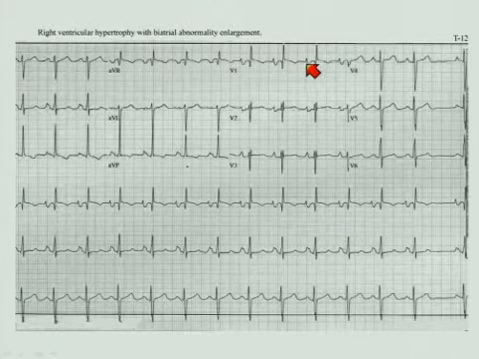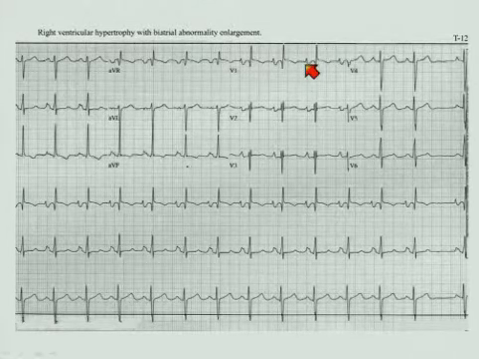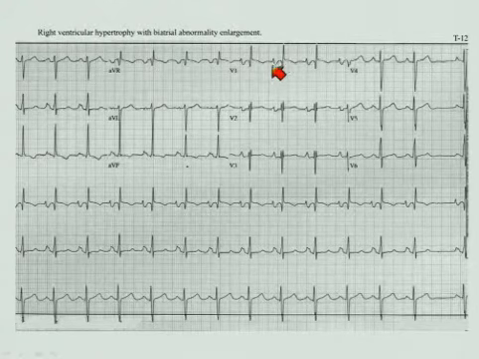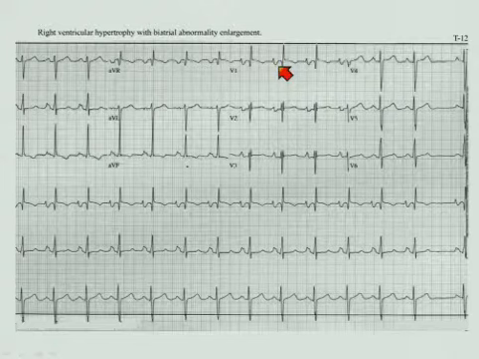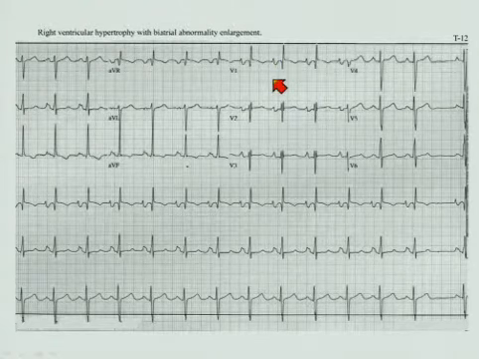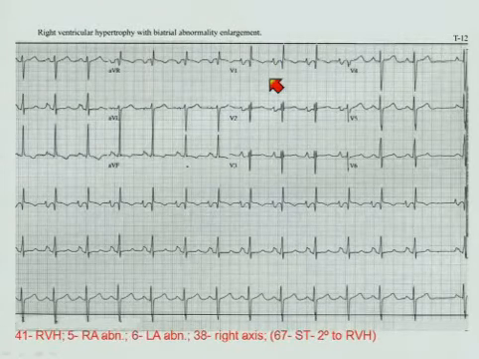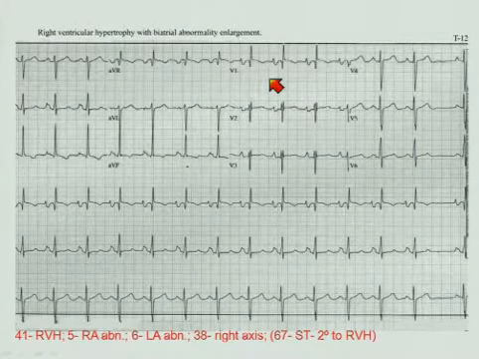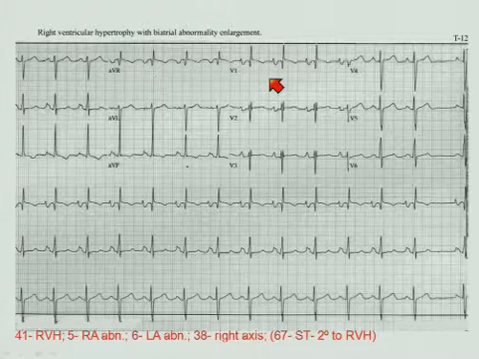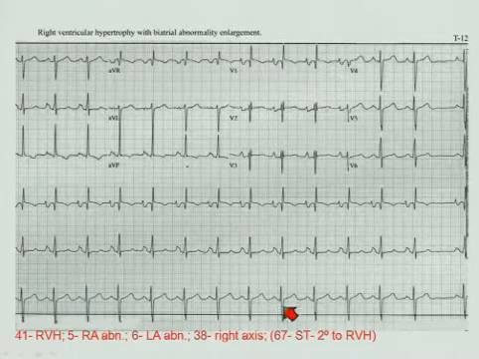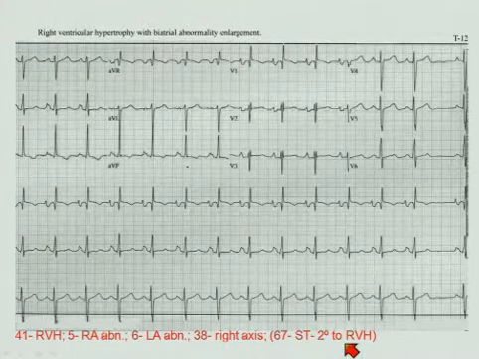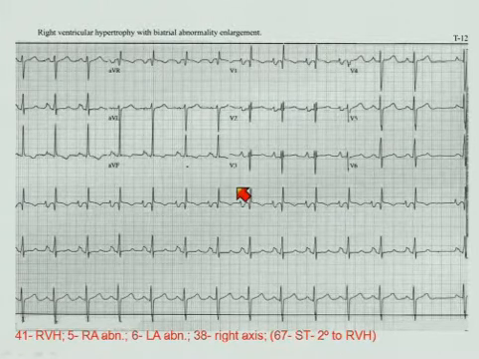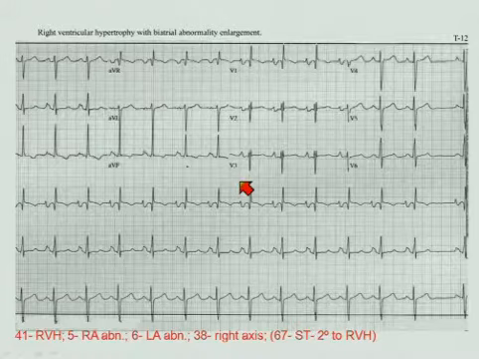But you'll notice the initial portion here, you can see the right atrial abnormality, and there is initial as well in the inferior leads, and then this big terminal portion as well. So this would be a biatrial abnormality. So number 41 RVH, number 5 right atrial abnormality, number 6 left atrial abnormality, number 38 a right axis, and you could also put ST-T changes secondary to RVH, but in this case, once you've made this diagnosis of RVH, I would give you full credit for that alone.